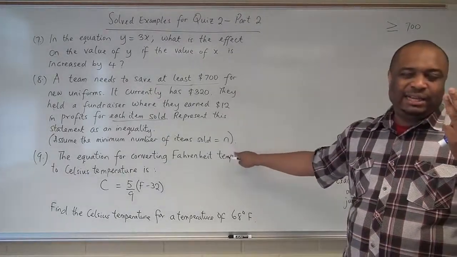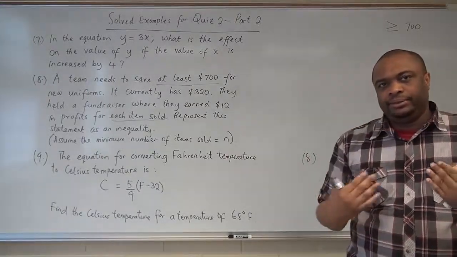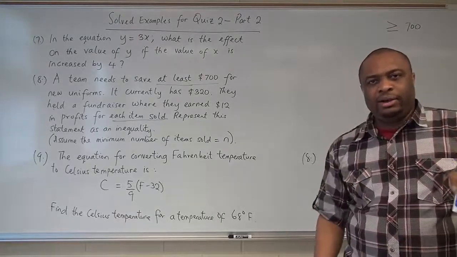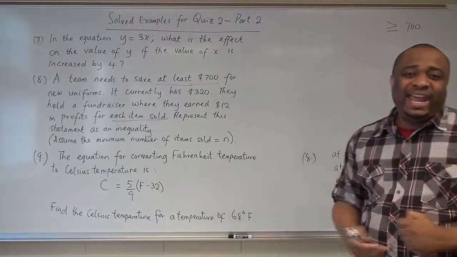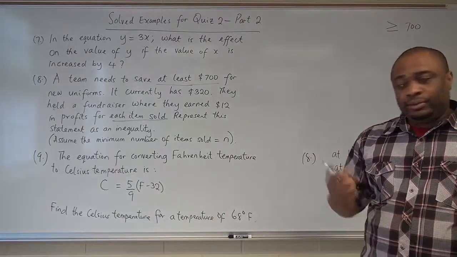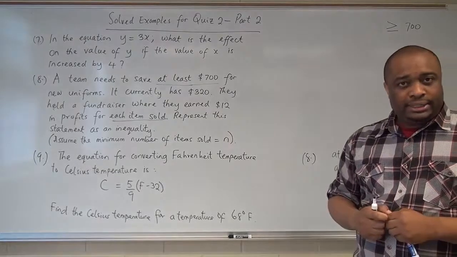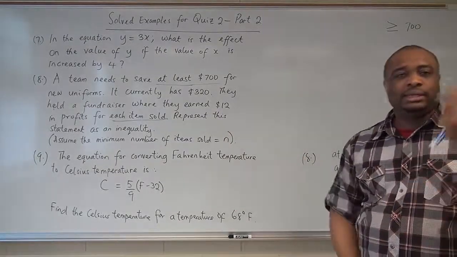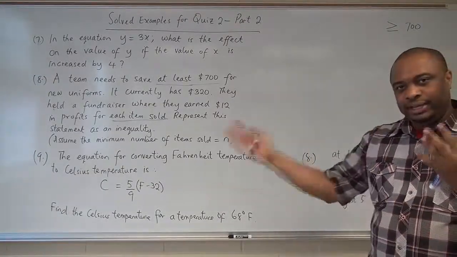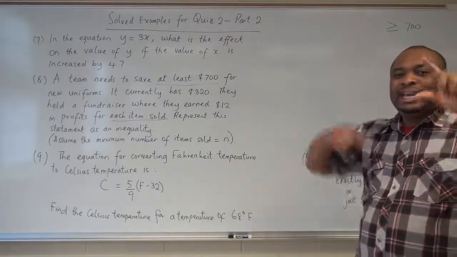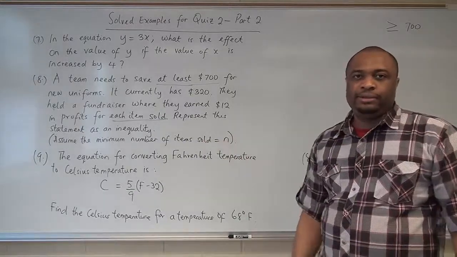If they sold n items, I tell students, algebra comes from arithmetic. You apply it in arithmetic, it's going to work in algebra. If they sold n items, it is 12 times n, 12n. Let's do it again. If they sold 1 item, they earned $12. 2 items, $24. 3 items, $36. 4 items, $48. 5 items, $60. Then n items is 12n, because we are multiplying by 12 all along.